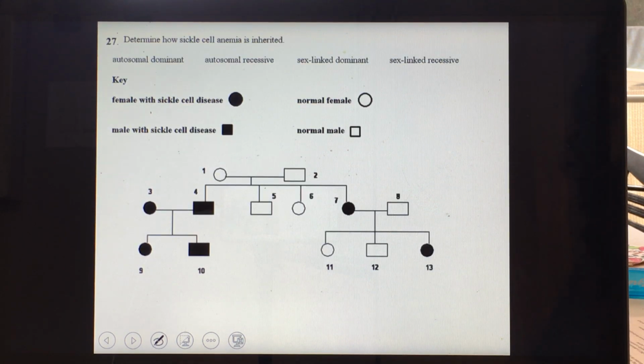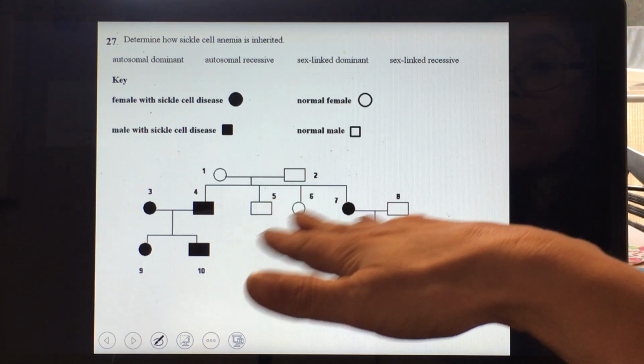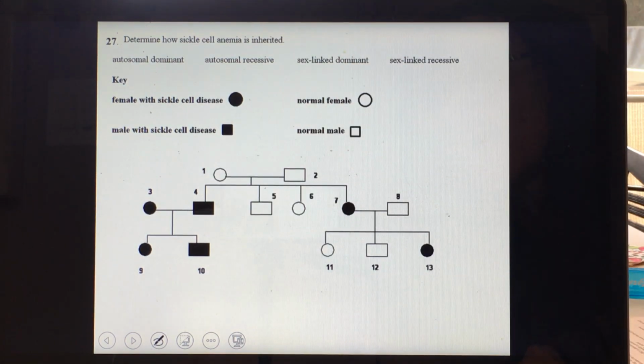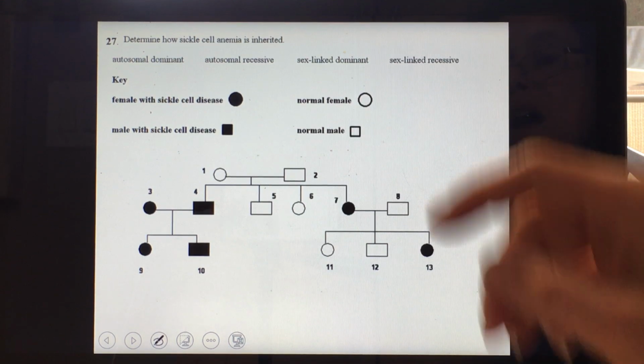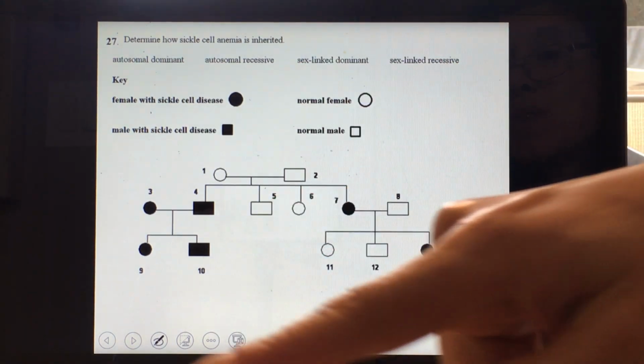So in this case, we want to determine how sickle cell anemia is inherited. This is a little bit trickier than just labeling pedigree charts. But one thing that we can notice right away is that a lot of females have this disease. In fact, more females than males, so it's probably not sex-linked recessive. But one of the things that we can do is start ruling out possible modes of inheritance.